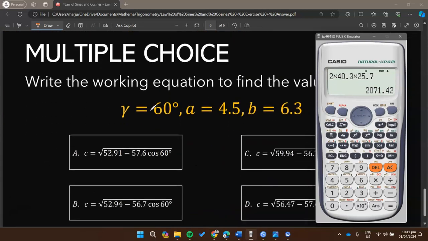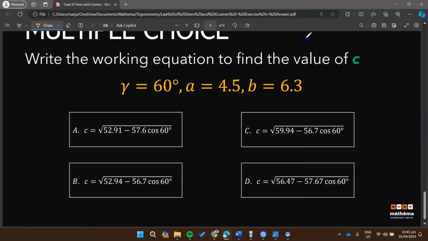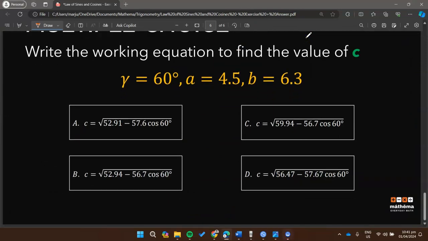Let's have the next one, and then I think this is the last one. So we are looking for the value of C. So again, when we are looking for the side C, that is just given by C squared is equal to A squared, let me just write the A squared first. It doesn't really matter, but again, I would just like to follow the alphabet. So A squared plus B squared minus 2AB, and then the cosine of the opposite angle of C. For this example, again, we have gamma. Alright, so we'll do that.